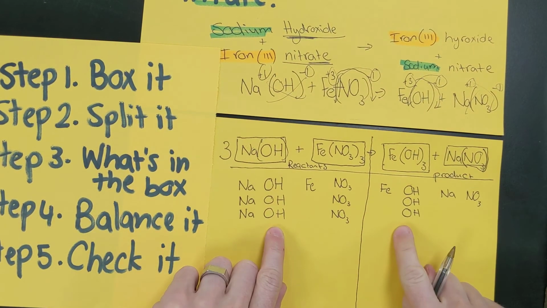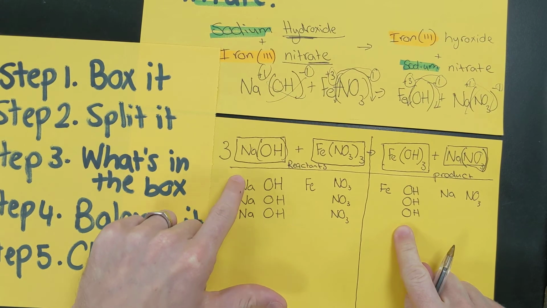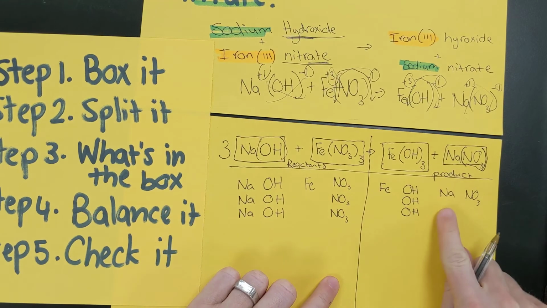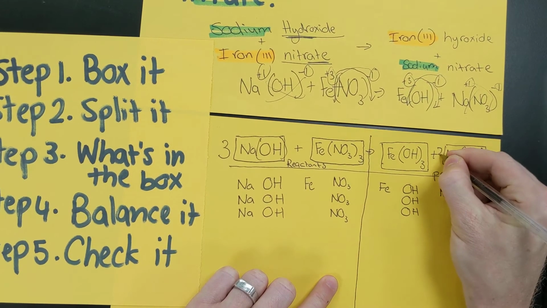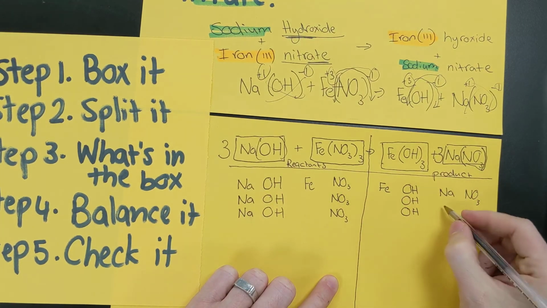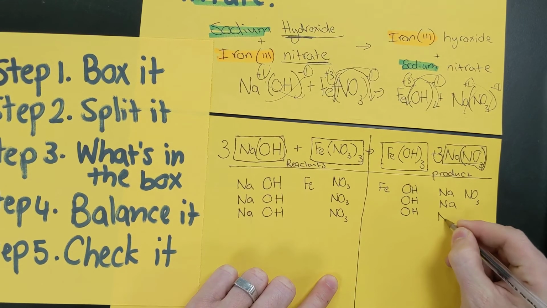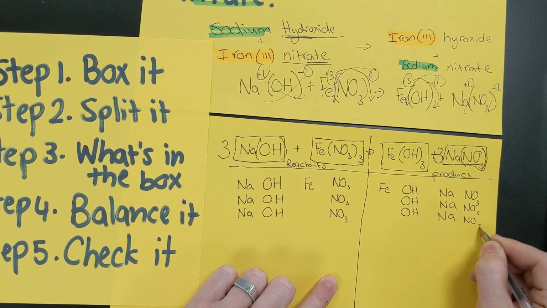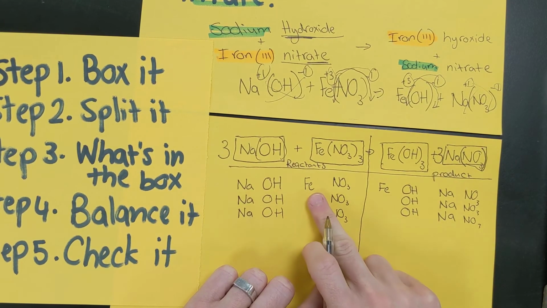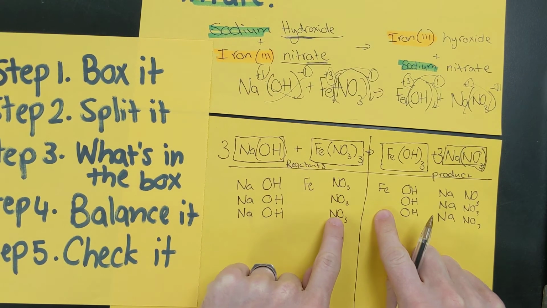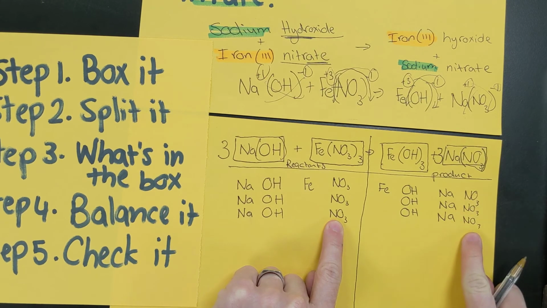Well, now I've got all my OHs sorted, however, I do not have my Nas. So let's go back to those Nas. I have 3 on this side. Let's get another lot on this side. So put a 3 at the front of that one. That 3 matches 3 there, 3 there. So I now have Na, Na, and I have 3 times NO3. So NO3, NO3. Moving across, let's go to Fe. I've got 1 of each, that's fantastic. I've got NO3, NO3, NO3, so 3 on that side, 3 on that side.